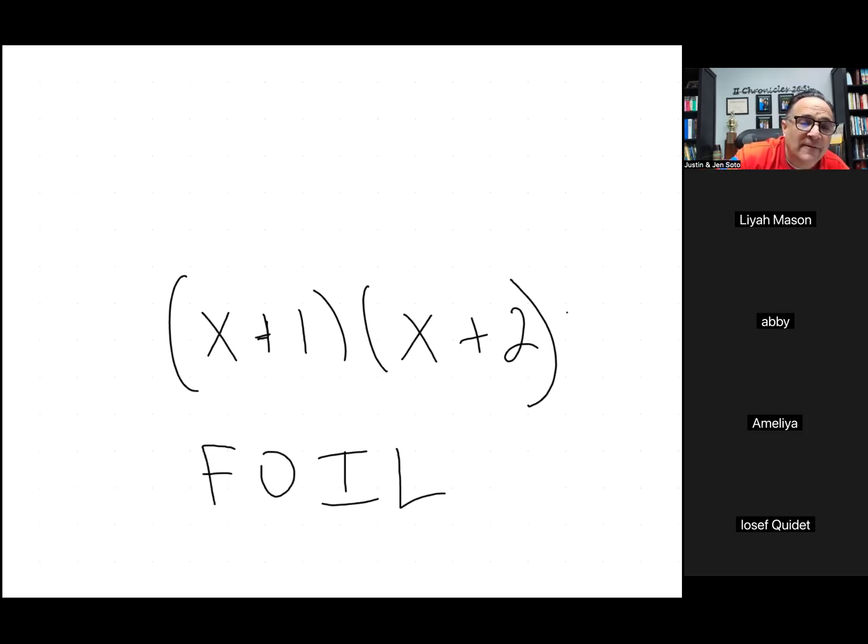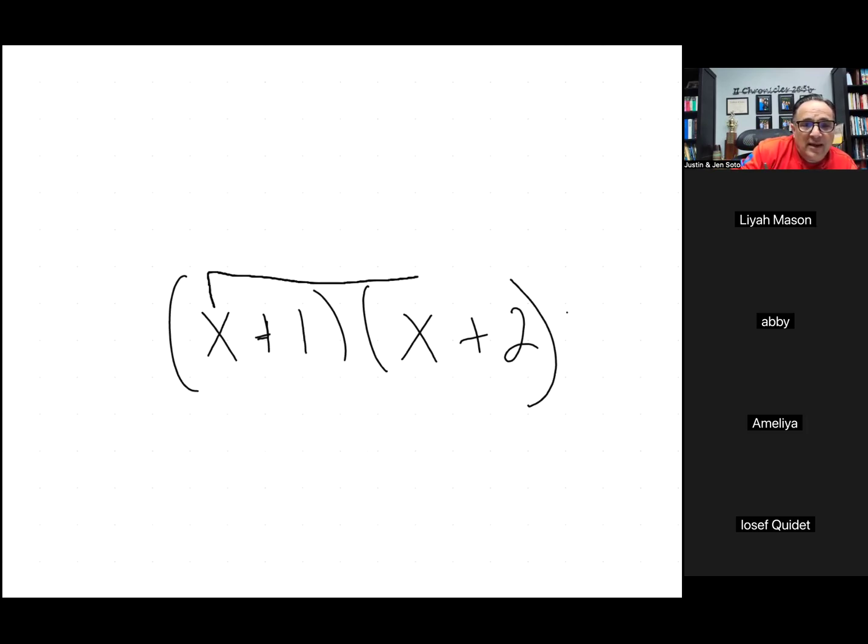So watch carefully how I do this. Let me erase these letters and I'll show you what I mean. The first is these two here in both sets of parentheses. X times X is X squared. Okay, that's the first. The outer would be this: X times 2x with a plus there.